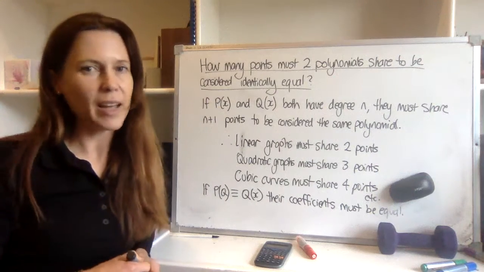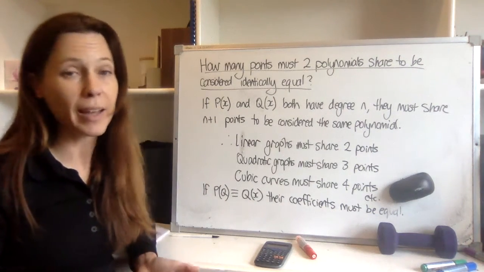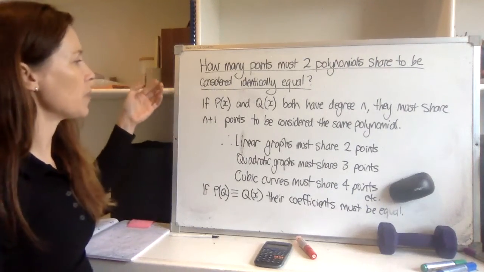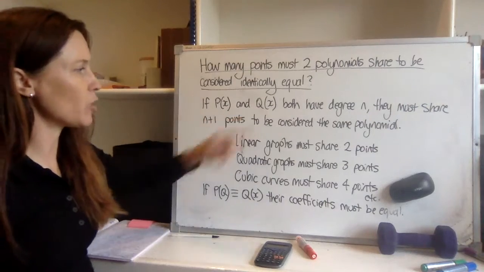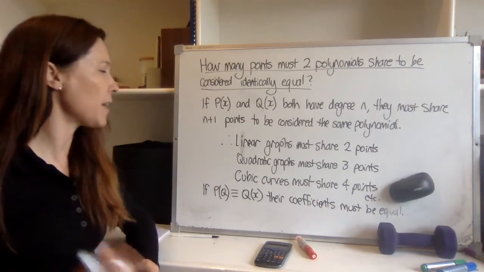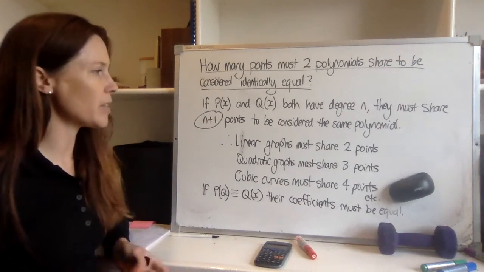Let's have a look now at how many points two polynomials need to share before we can confirm that they are actually the same polynomial, or they are identically equal. Well, if we say that p of x and q of x both have a degree of, let's say, n, then they have to share n plus 1 points to be considered the same polynomial.